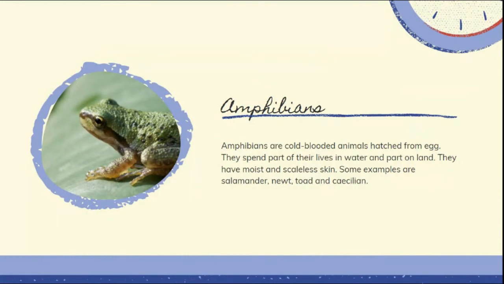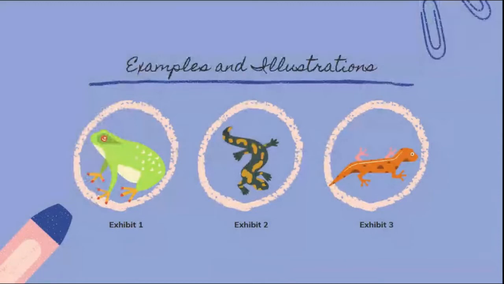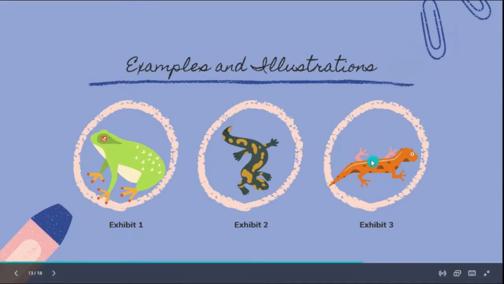Next are the amphibians. Amphibians are cold-blooded animals hatched from eggs. They spend part of their lives in water and part on land. They have moist and scaleless skin, and some examples are salamander, newt, and toad. These are some examples. Of course, your frog or toad, the salamander, and the newt.